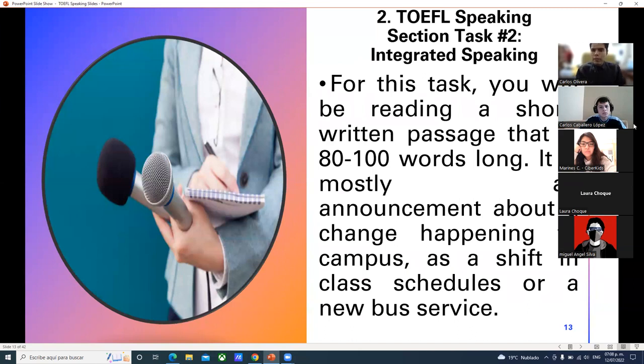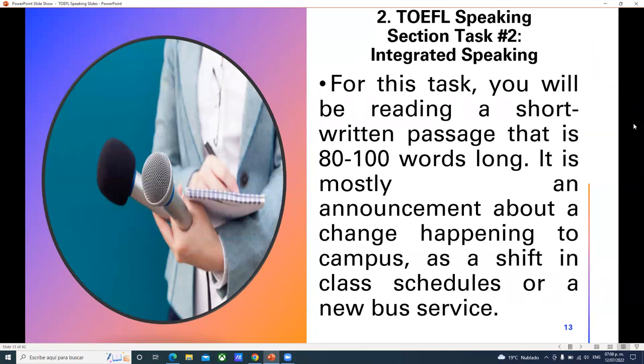So for this task, as I was saying, you will be reading a short written passage that is 80 to 100 words long, approximately. It's always varied, but nevertheless, it's not going to be more than this. It is mostly an announcement about a change happening on campus, such as a shift in class schedules or a new bus service, for example. It's always going to be something related to news that could take place in a university. It's not very complicated.